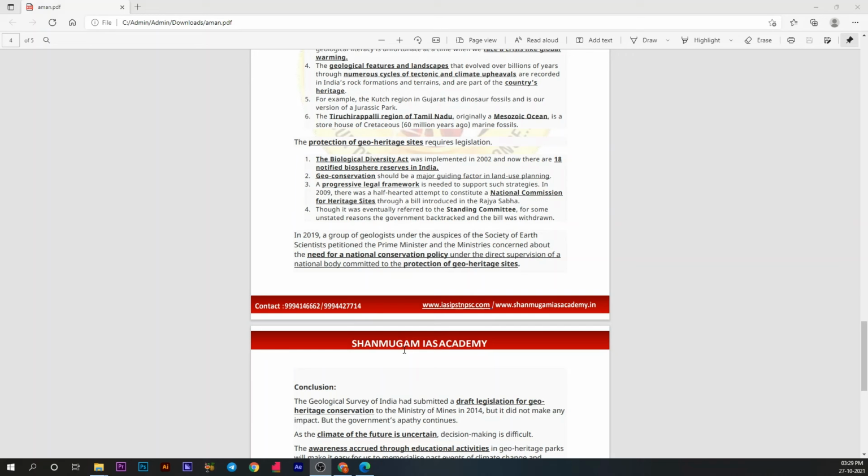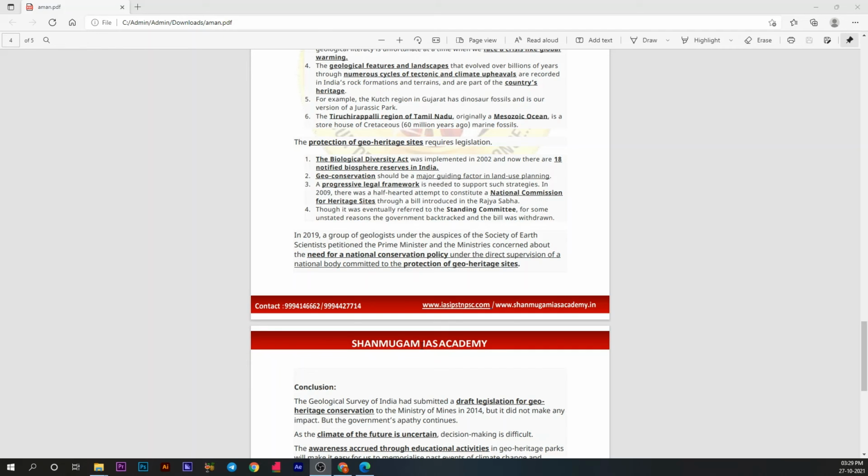And what about the protection of geoheritage? How can we protect geoheritage sites and geoparks? We have the Biological Diversity Act, implemented in 2002, and this has notified 18 biosphere reserves in India. This we all know. But geoconservation should be a major guiding factor in land use planning. Conservation of natural sites should guide land use planning, and a progressive legal framework is needed to support the strategies.